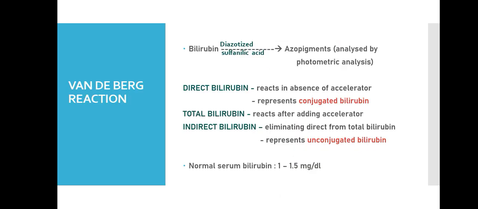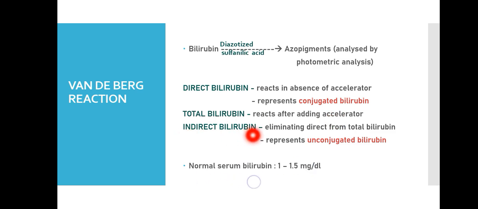Van den Bergh reaction is used to estimate the bilirubin level in serum. Here, the bilirubin is made to react with diazotized sulfanilic acid to form azopigments, which can be analyzed by photometric analysis. Direct bilirubin reacts in the absence of accelerator. This represents the conjugated bilirubin. Total bilirubin reacts after adding the accelerator, which is alcohol.